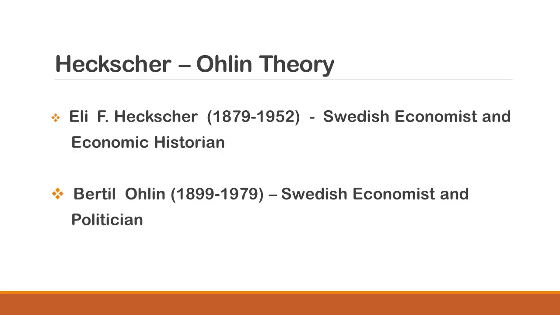Heckscher-Ohlin theorem was developed by two Swedish economists, Heckscher and Ohlin. Ohlin was a student of Heckscher, and initially Heckscher published his theorem, but it remained largely unnoticed, and the credit for popularizing this theorem goes to Ohlin. He slightly modified Heckscher's version and presented the Heckscher-Ohlin theorem.